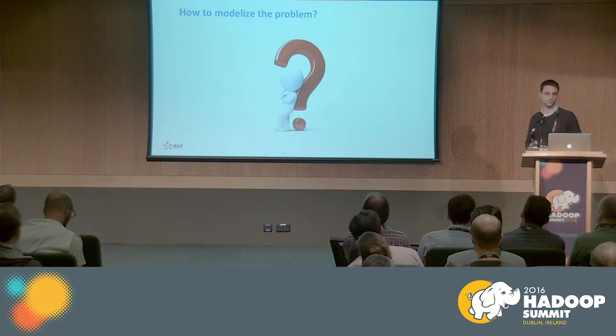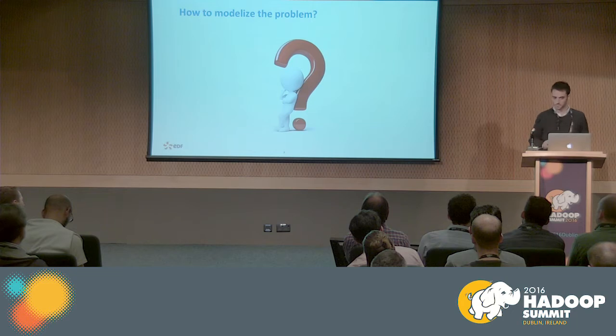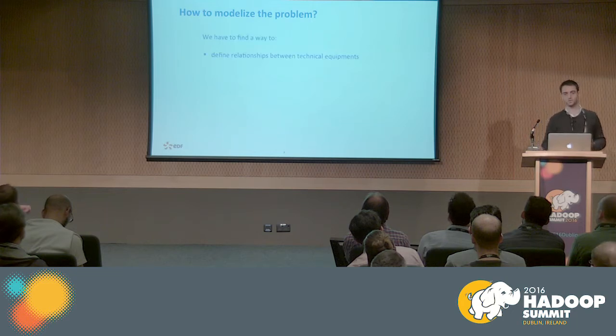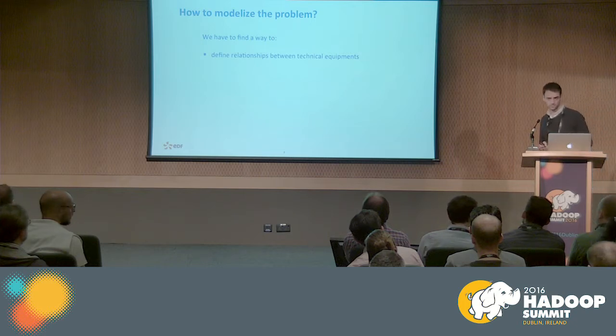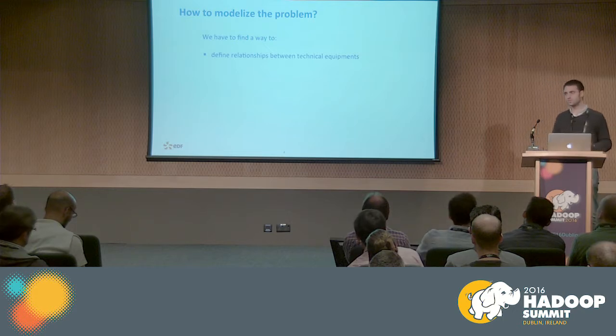Okay, so now how do we transpose those business cases towards a more conceptual point of view? First, we have to find a way to define some relationships between technical equipments. And in fact, the main functionality of graphs is precisely to provide a way to easily define some relationships between objects.